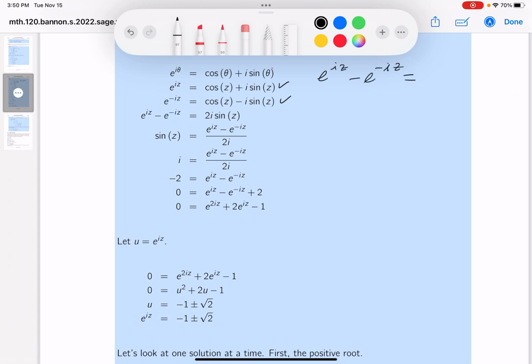And what's nice about that, the cosines disappear. And what do you get? You would get 2i sine z. All right, now, of course, what do I want to do there? I guess divide both sides by 2i. Let's put that down for you. So e to the iz minus e to the minus iz over 2i is the same thing as sine of z. Well, that looks awful familiar.